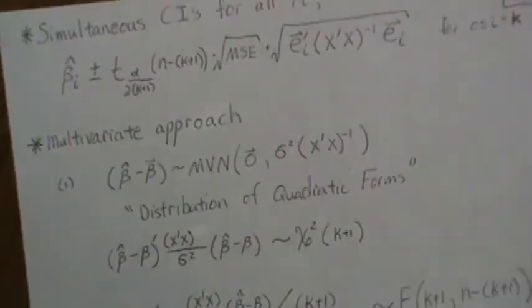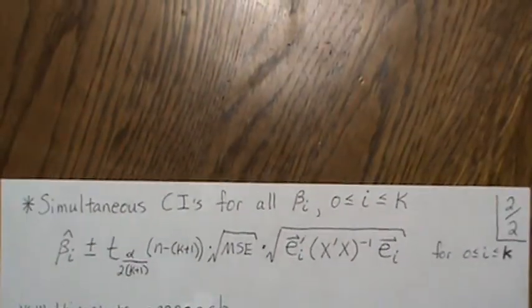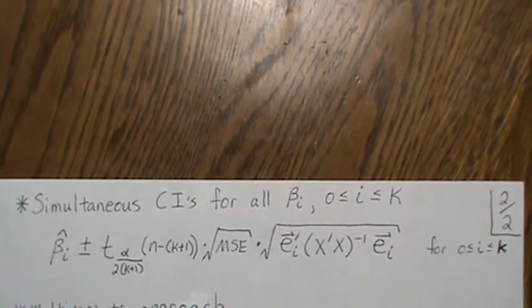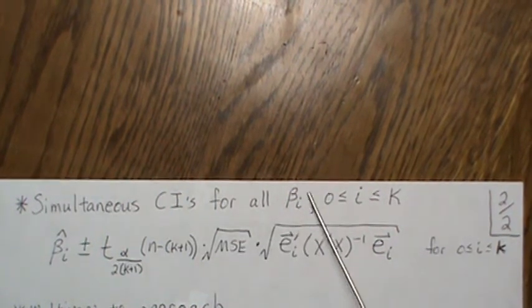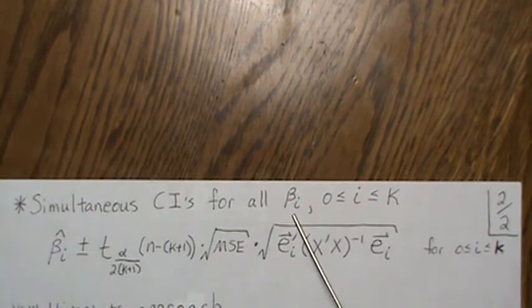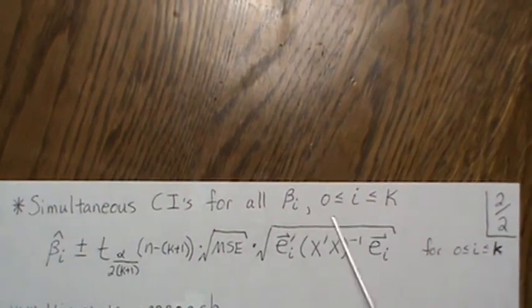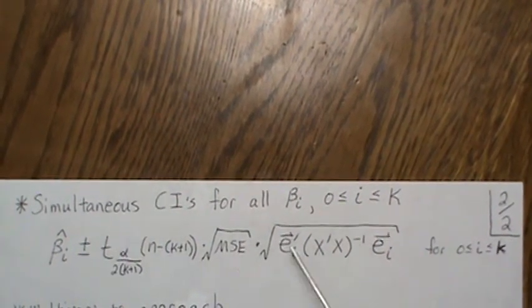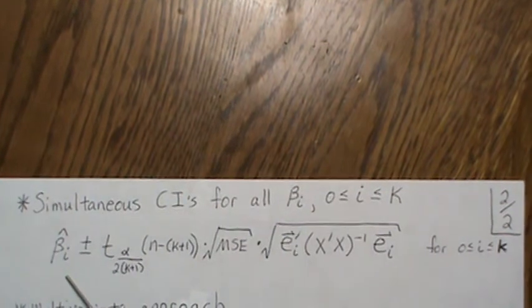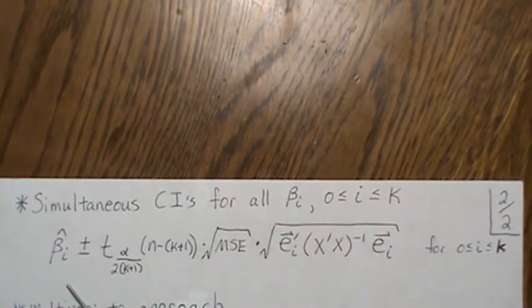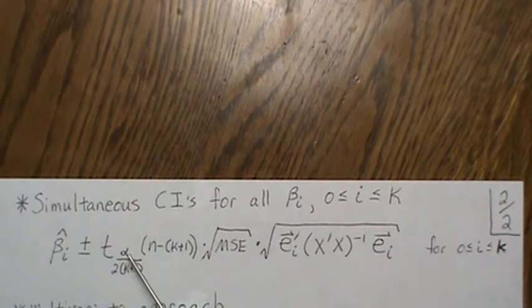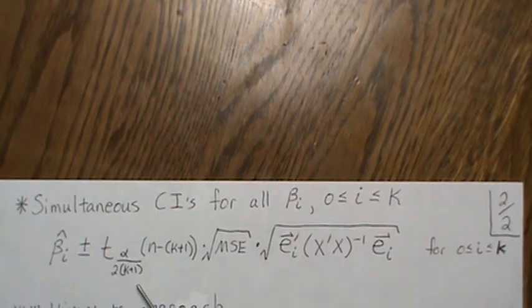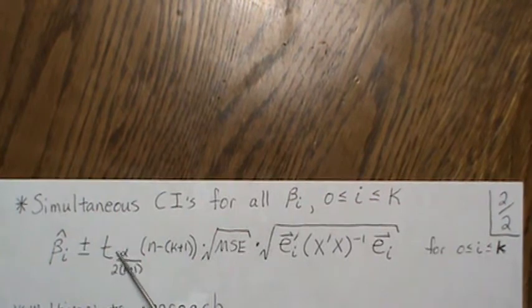Okay, so that means if we want to do simultaneous confidence intervals for all the beta parameters, beta i, so that's 0 through k, so this is k plus 1. Oh, that's just a scalar. But all the betas, there's k plus 1 of them. So that means we conduct these k plus 1 confidence intervals on each beta at the alpha over k plus 1 level.